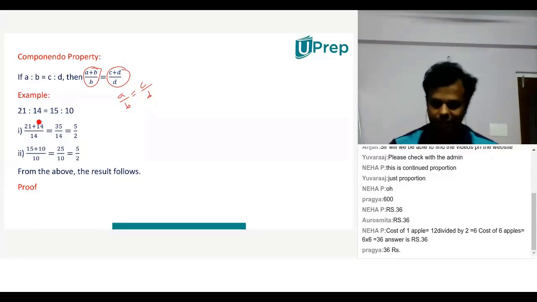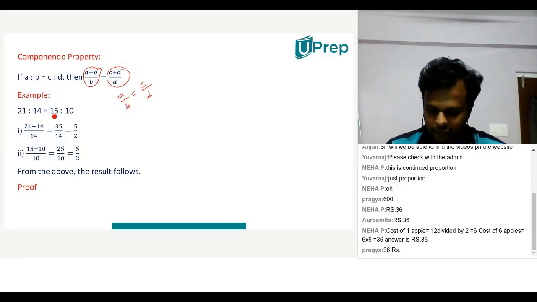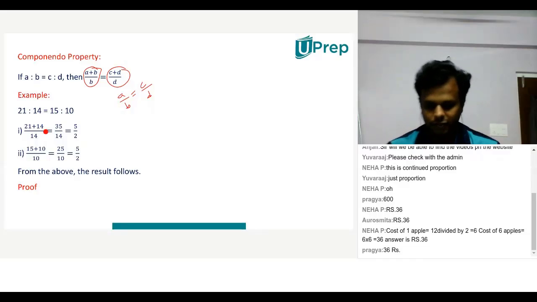Children, we have an example here. I have 21 by 14 is equal to 15 by 10. Now 21 plus 14 by 14 is 35 by 14, that is 5 by 2, and 15 plus 10 by 10 is 5 by 2.